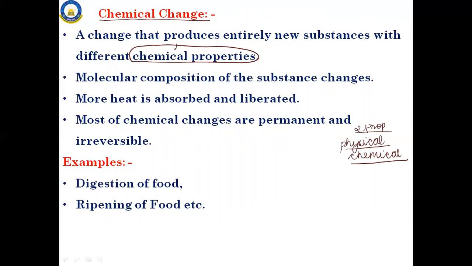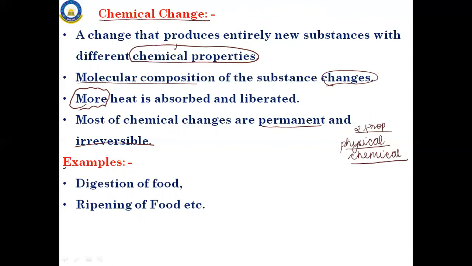Here the molecular composition of the substance changes, whereas in a physical change it remains the same. In a physical change less heat is absorbed, whereas in a chemical change more heat is absorbed. And please remember this: most chemical changes are permanent and irreversible. So this is about chemical change.